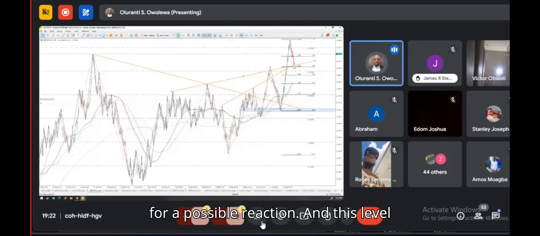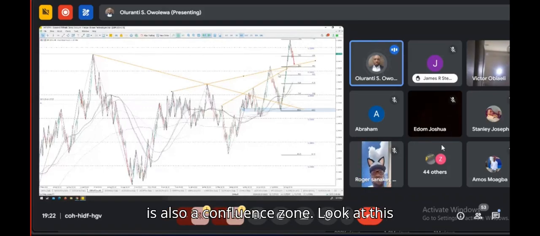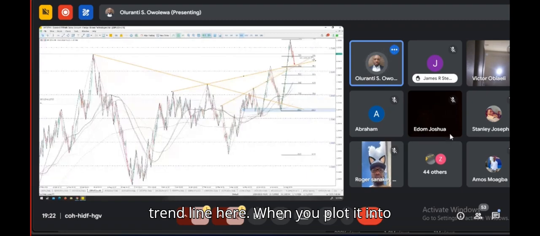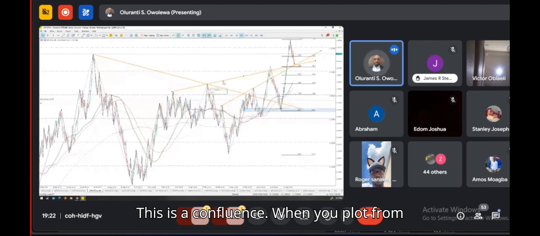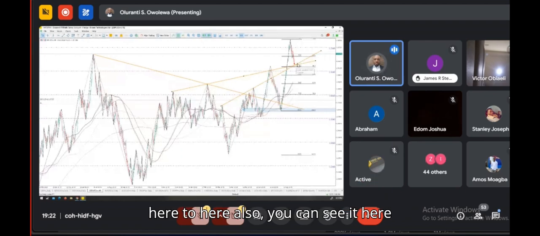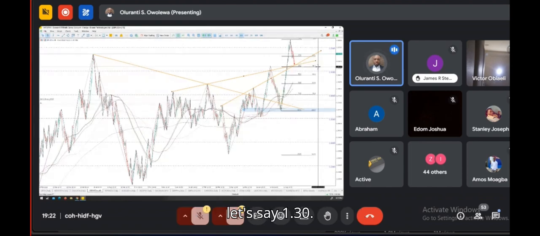For a possible reaction. And this level is also a confluence zone. Look at this trend line here. When you plot it into this level, you can see it here. This is a confluence from when you plot from here to here. Also, you can see it here, and then we have the 38.2 Fibonacci retracement level, all happening around this price level. Let's see, 1.3030.